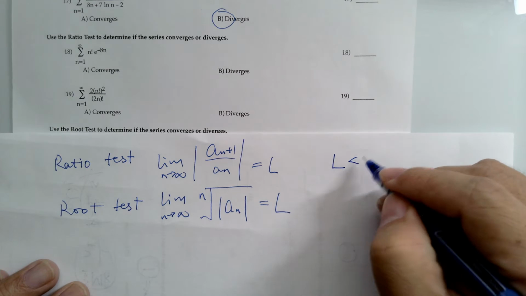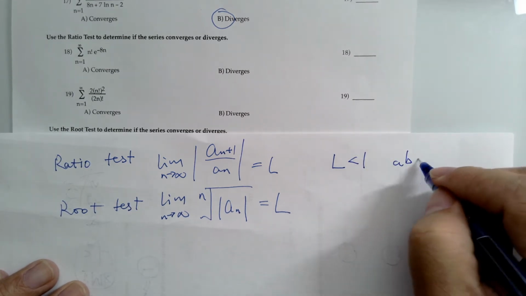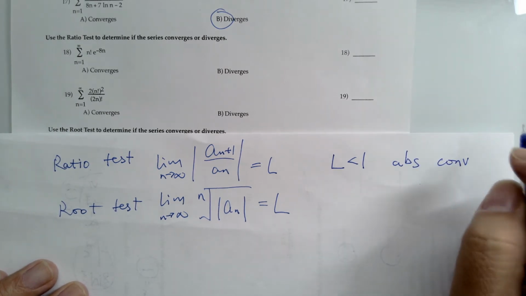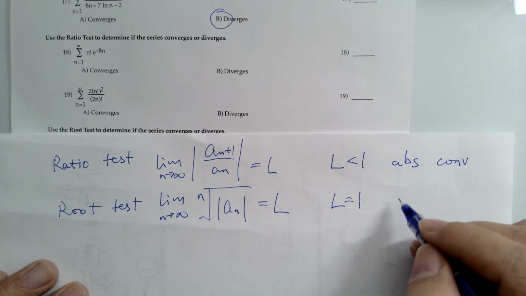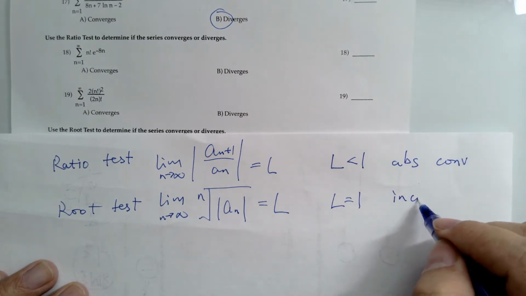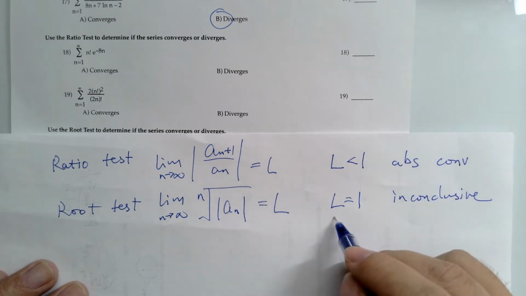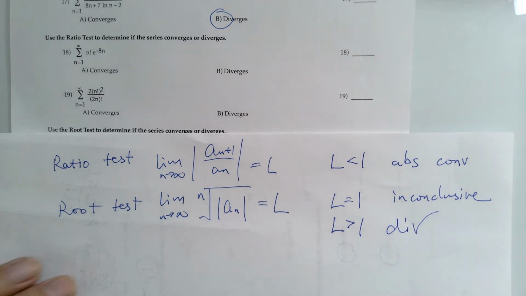So what it says is if capital L is less than 1, it's not only convergent, but it's also absolutely convergent. So it's an even stronger statement. Capital L equals 1, inconclusive. Capital L is greater than 1, divergent. So that is the ratio or root test.